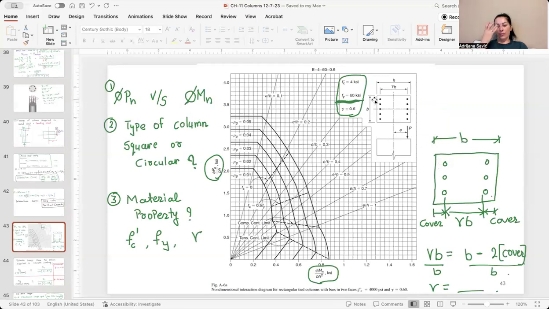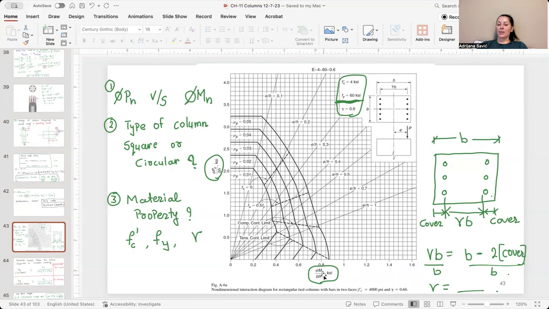So firstly, we need to determine the value of phi Pn. Then we have phi Mn, then the type of column, square or circular. In this case, we have a rectangular cross section, b and h. Compressive strength is given here as 4 ksi. We have a yielding stress of 60 ksi. So the third step will be material properties, and we need to determine gamma. Gamma will be b minus 2 times cover over b if we have a square cross section. If we have a rectangular cross section, it will be gamma equals h minus 2 times cover over h.